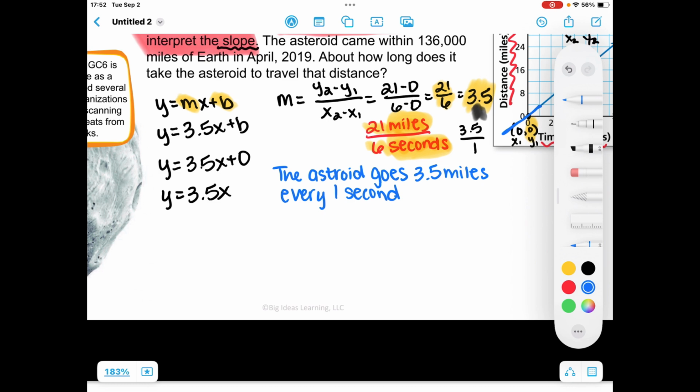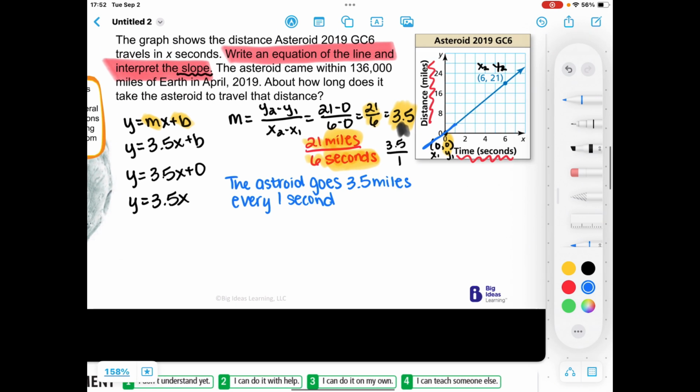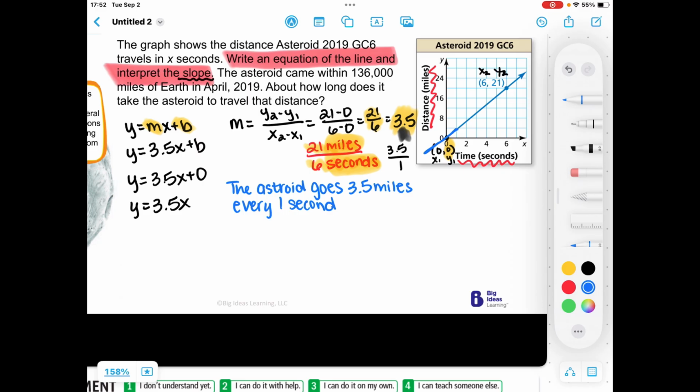That's really fast. I would not want to mess with that asteroid. That is for sure. All right, so that's part 1 of this actual example. The next part says the asteroid came within 136,000 miles of Earth in April 2019. About how long does it take the asteroid to travel that distance?